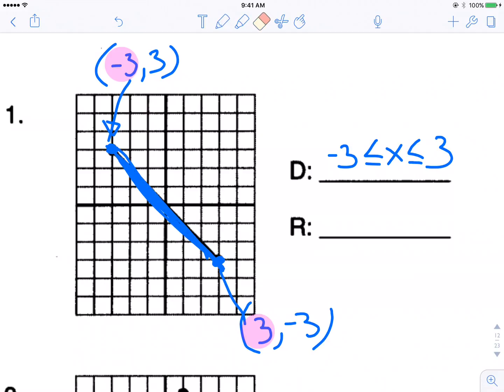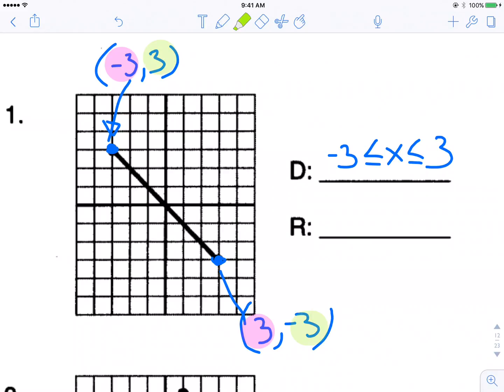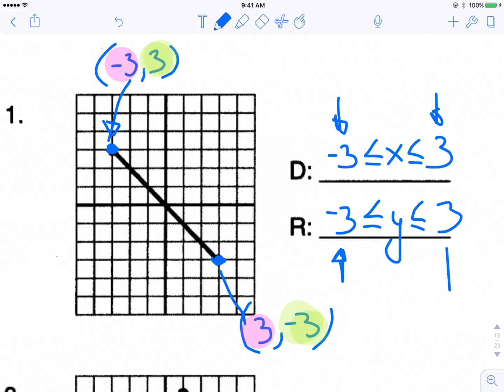I'll talk about the open and closed dots in a moment, but for now let's just assume that all the dots we're dealing with are closed dots. Open dots mean something different. Range values are the y values, so those two, 3 and -3. And again, what's our lowest y value? -3, less than or equal to y, less than or equal to positive, our highest y value, 3. So domain, left-hand side, right-hand side; range, lowest, highest, separated by similar information. Always, always, always.